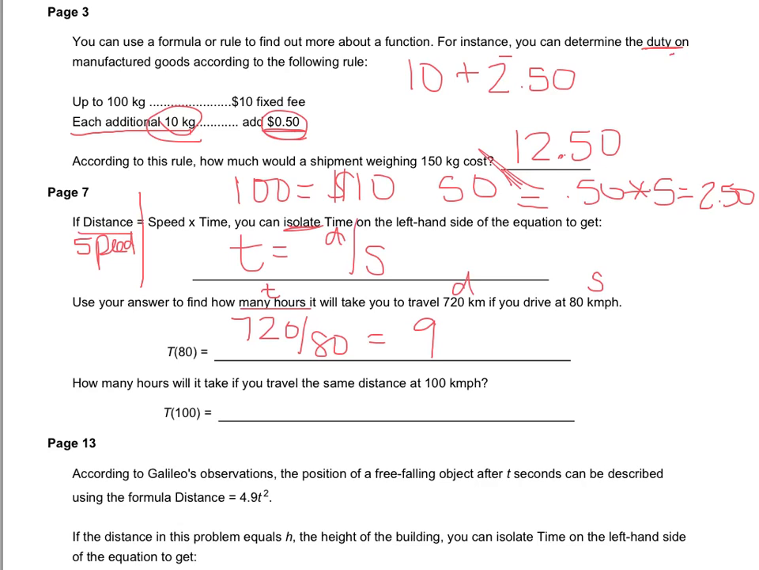So how many hours, again time, will it take you if you travel the same distance, which is still going to be our 720, at 100 kilometers per hour, that's going to be our speed. So we're going to do 720 divided by 100, and that would give us 7.2 hours.